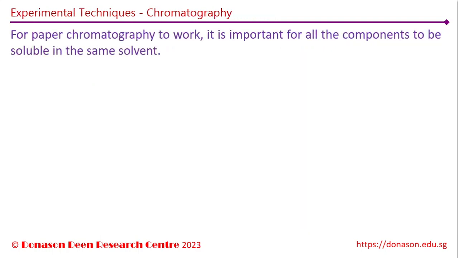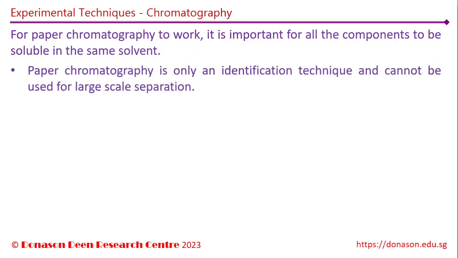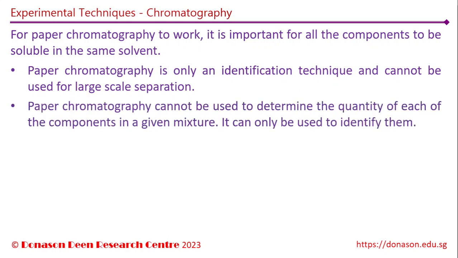Before we conclude this topic, let us look at some important points to take note. For paper chromatography to work, it is important for all the components to be soluble in the same solvent. Otherwise, we would not be able to get accurate results. Paper chromatography is only an identification technique, and it cannot be used for large-scale separation of a mixture into its components. Paper chromatography cannot be used to determine the quantity of each of the components in a given mixture. Rather, it can only be used to identify them qualitatively.